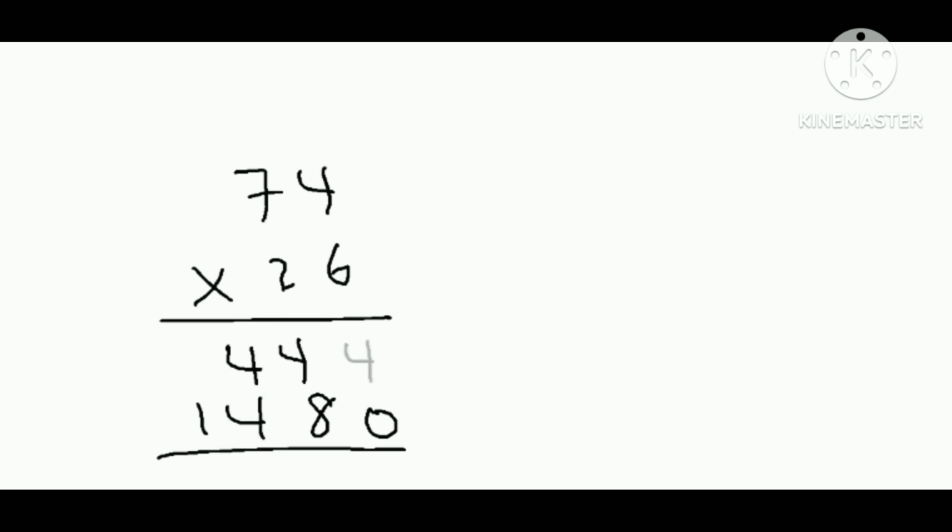And then let's add the two numbers. 4 and 0 is 4. 4 and 8 is 12. Carry the 1 over. 4 plus 4 is 8 plus 1, that's 9. And then the 1 drop down. So 74 times 26 is indeed 1924 if you check with the calculator. So that's how you can multiply two numbers by hand.